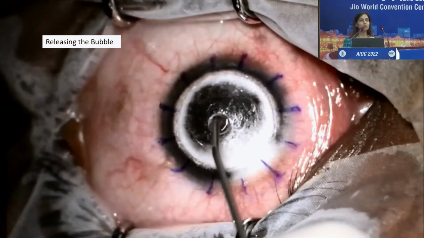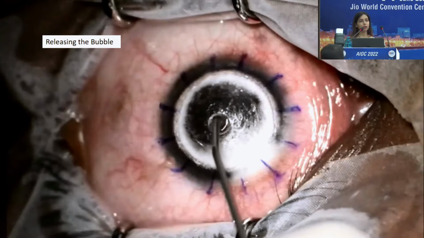So the next step is releasing the bubble. So once we form that big bubble, we need to release it, and here one very useful tip is to put just a dot of viscoelastic on your bubble there to slow down the egress of air. Otherwise, it will come out in a big gush, and when you're releasing your bubble with a sharp instrument, be it your side port knife or any other instrument, you might actually nick the DM.